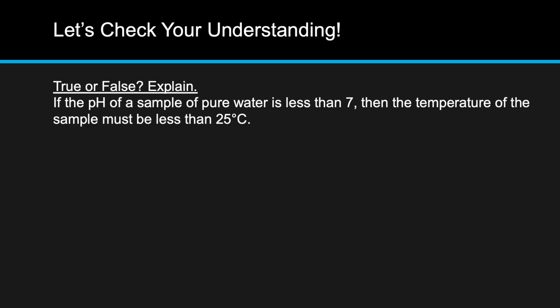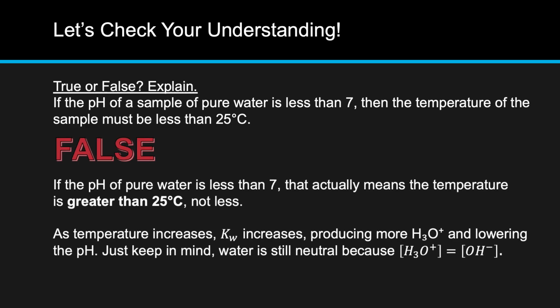If the pH of a sample of pure water is less than 7, then the temperature of the sample must be less than 25 degrees Celsius. That is a false statement. If we are having a pH less than 7, that means we increase the temperature. So it would have to be greater than 25 degrees Celsius.